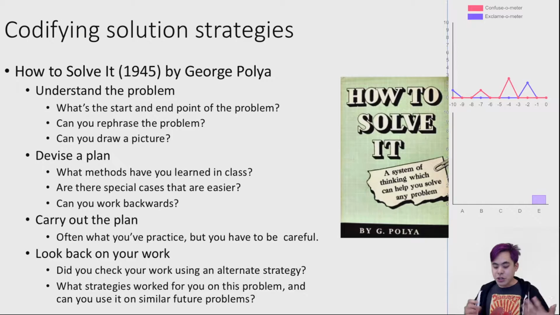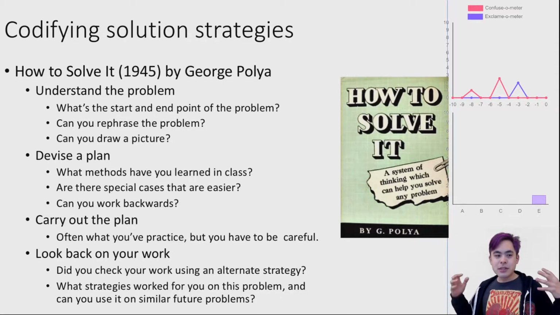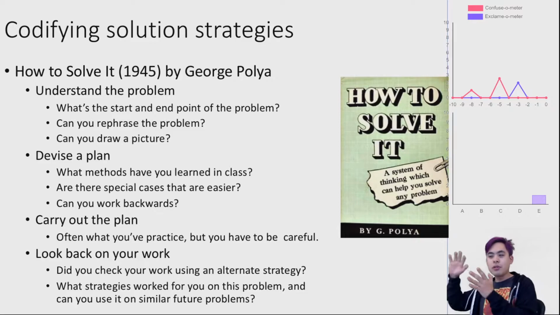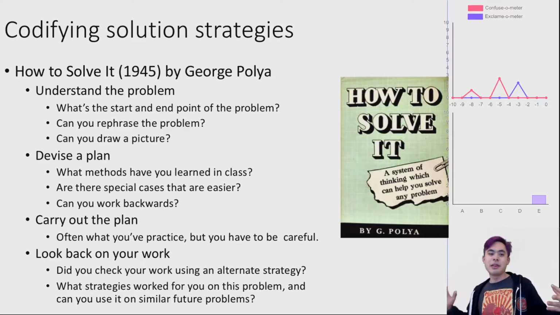And lastly, you should also look back on your work. Did you check your work with an alternative strategy? Did you sit back and reflect on what strategies worked for you on a particular problem, and can you use them for similar future problems? This four-step procedure is a really high-level general overview of how mathematicians think about problems. I'm going to give some examples of how you can apply this to different levels of problems, ranging from the specific problems on the ungraded problem set all the way to the big picture problem of how you invent numbers. I'm really just trying to show this is a general method that you can apply when you're trying to solve problems.